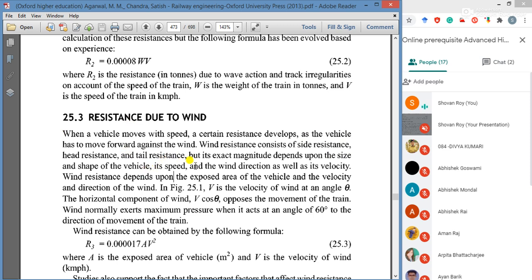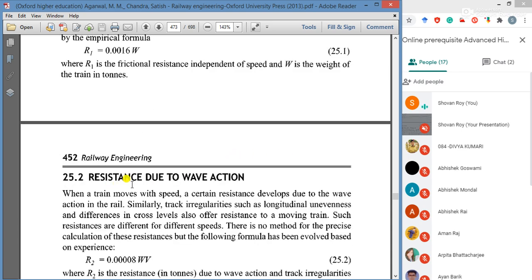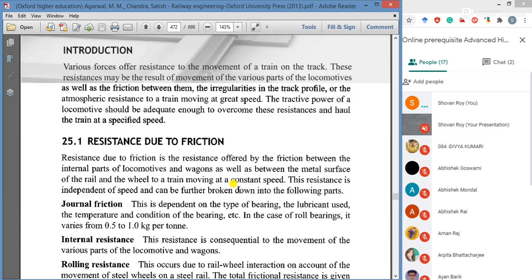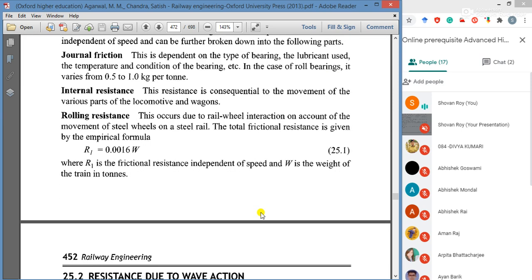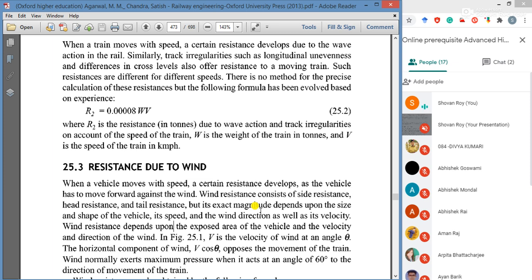The important thing is you should not keep in your mind what exactly the wind resistance, the wave action, the friction are. If you have any question regarding what is the friction, you can read it out, but important is this formula actually and this name. Resistance due to friction, resistance due to wave action, resistance due to wind. These things are important. So when a vehicle moves with speed, a certain resistance develops.